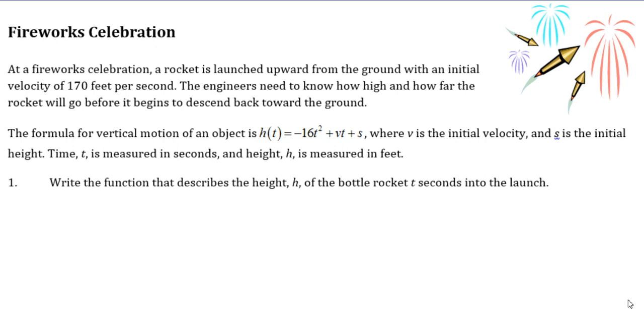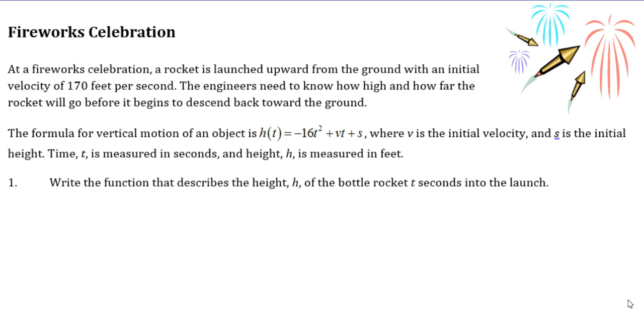At a fireworks celebration, a rocket is launched upward from the ground with an initial velocity of 170 feet per second. The engineers need to know how high and how far the rocket will go before it begins to descend back towards the ground. The formula for vertical motion of an object is h of t equals negative 16t squared plus v times t plus s, where v is the initial velocity and s is the initial height.